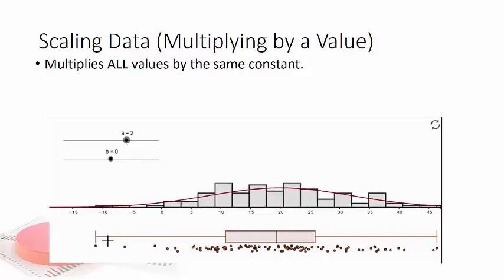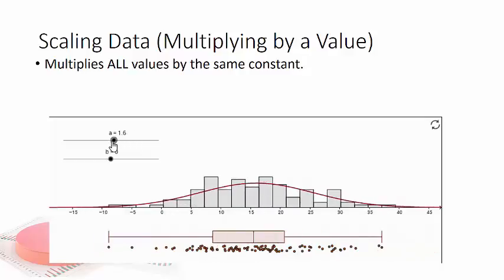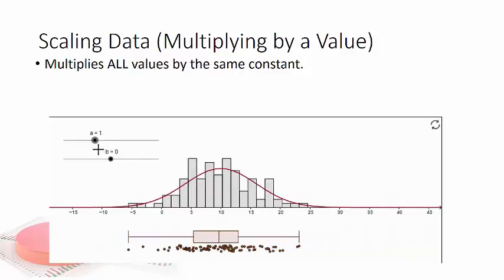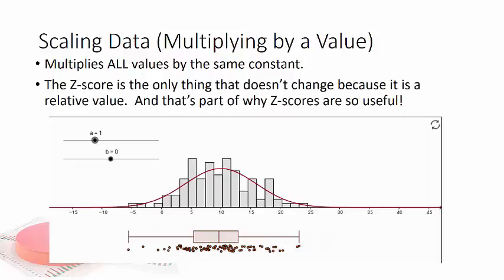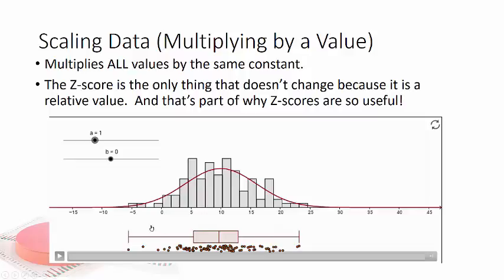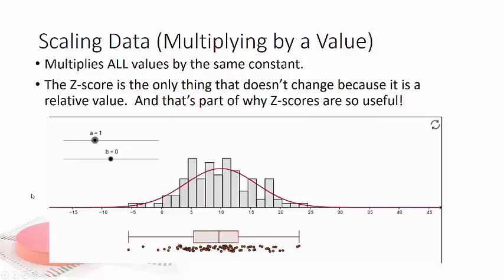So all the values, including the spread, the standard deviation, the IQR, the Q1, the Q3, all of the values in the data are multiplied by that factor. The only thing that doesn't change is the z-score because it's a relative value. So if something is 1 standard deviation when the multiplier is 1, it's still 1 standard deviation away when the multiplier is 5.